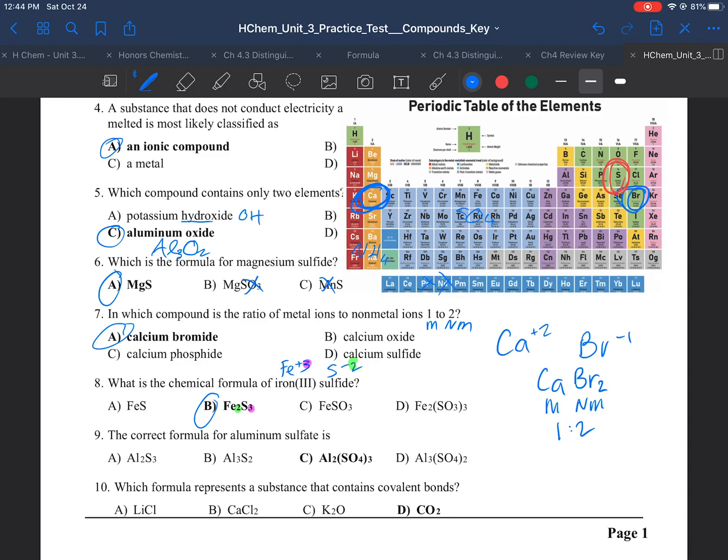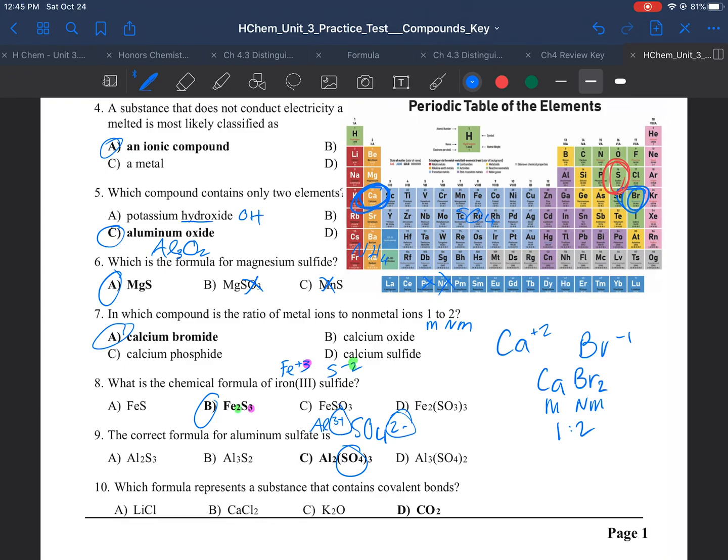Now the correct formula for aluminum sulfate. Sulfate, you have to recognize that's a polyatomic ion. And from table E, you get SO4. SO4 is a 2- charge. Aluminum is +3. Again, with that rule of the opposite ion gets the number of atoms is the charge. So Al is 2, sulfate is 3.